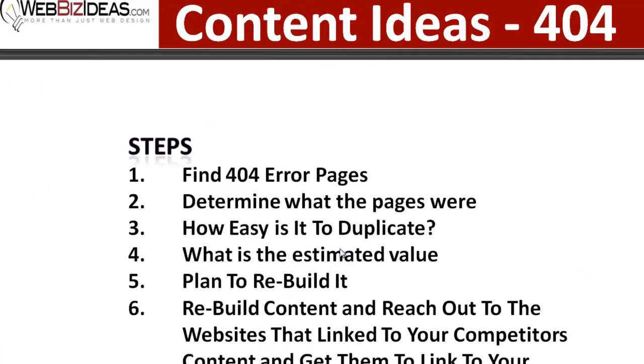So next in our process, right, is we found the 404 error page. We've determined what it was. There was an awards page, and now it's, hey, how easy is this to duplicate, and what is the estimated value of that page, right? So we're trying to figure out, should we reproduce this page? So how can we do that?